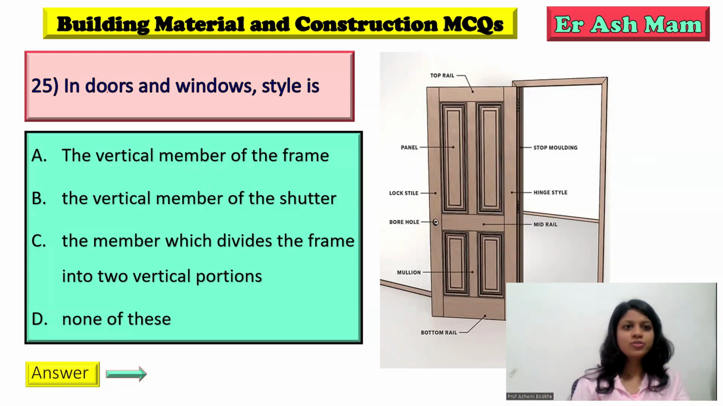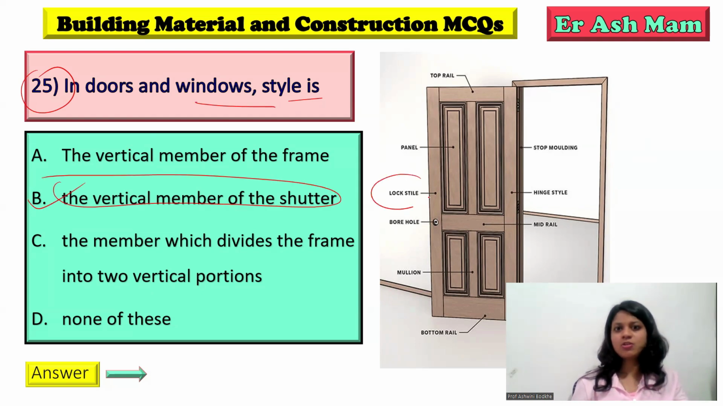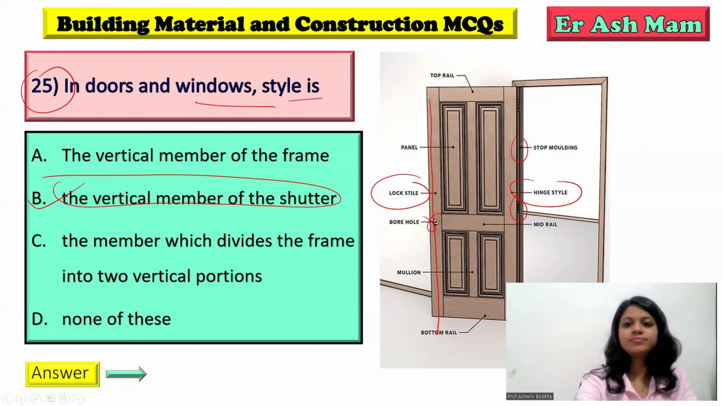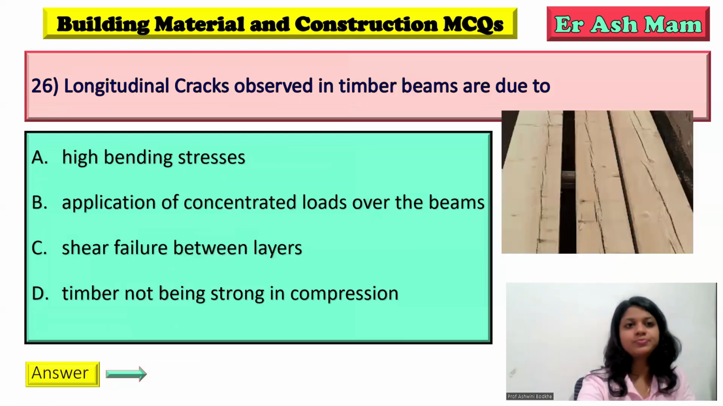Question number 25. In doors and windows, style is. So style is nothing but the vertical member of the shutter. So you can see this is lock style and this one is a hinge style. This vertical member of the shutter at the lock side is called lock style, and on the hinge side is called hinge style. Simple. It's a vertical member. Answer is B.